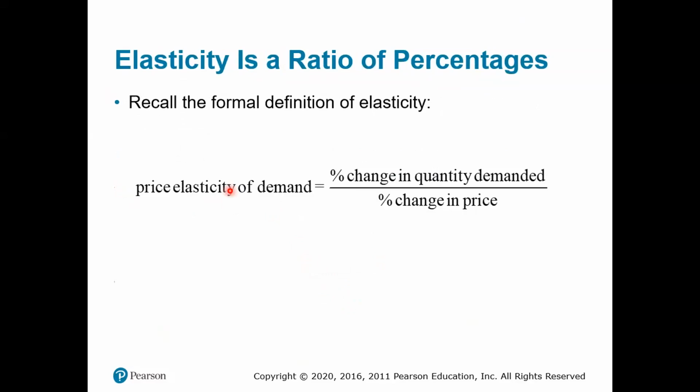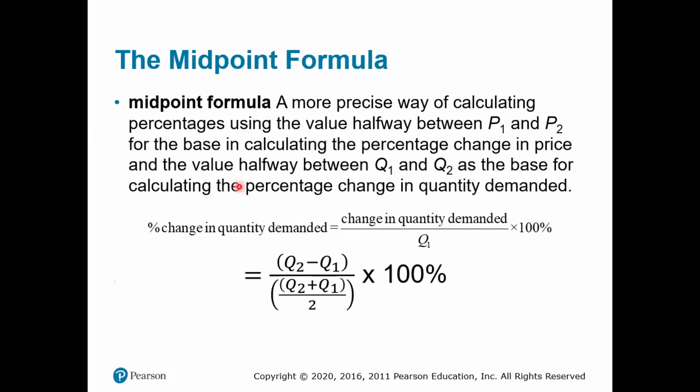So, formal definition: percentage change in quantity over percentage change in price. This is the equation you want to use for your exam and for your homework. This is called the midpoint formula. It applies when the distance between P1 and P2 or Q1 and Q2 is non-negligible, if it's a reasonable distance.